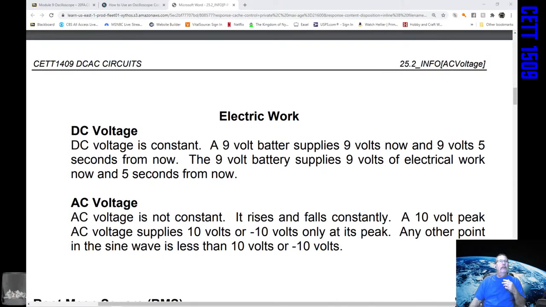So when we look at DC voltage, a constant 9-volt supply has 9 volts, and has 9 volts 5 seconds from now and 10 seconds from now.